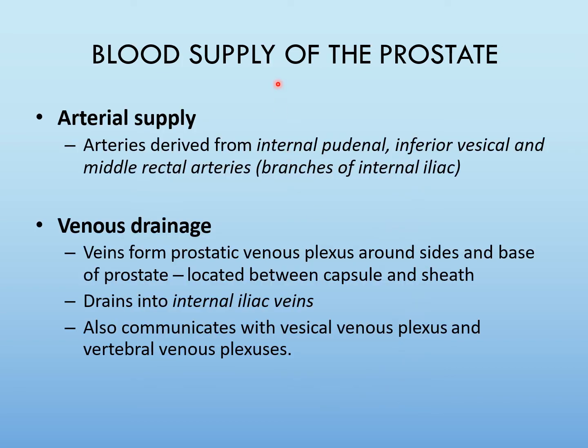About the blood supply of the prostate, the arterial supply: the arteries are derived from the internal pudendal, inferior vesical and middle rectal arteries. These are branches of the internal iliac. About the venous drainage, the veins form the prostatic venous plexus around the sides and base of the prostate. That is located between the capsule and the sheath, which we have seen already. Then it drains into the internal iliac vein.